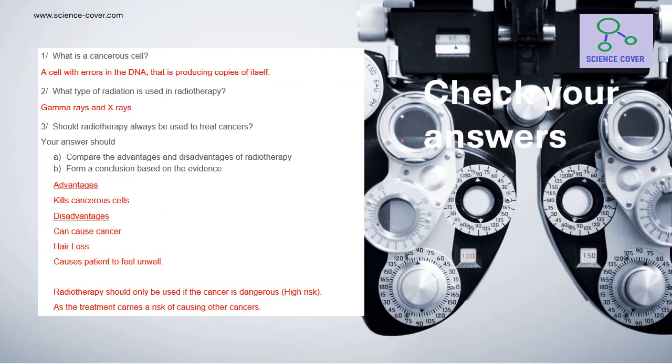Let's check our answers to task 4. What is a cancerous cell? It is a cell with errors in the DNA that is producing copies of itself. What type of radiation is used in radiotherapy? Gamma rays and X-rays.